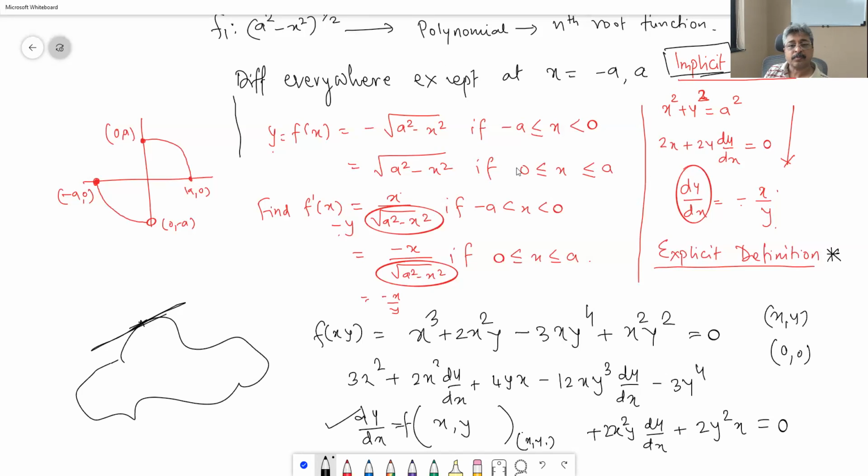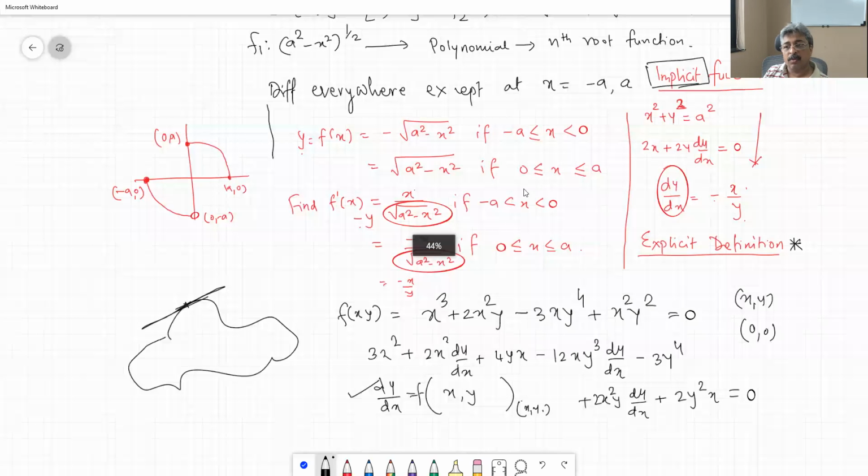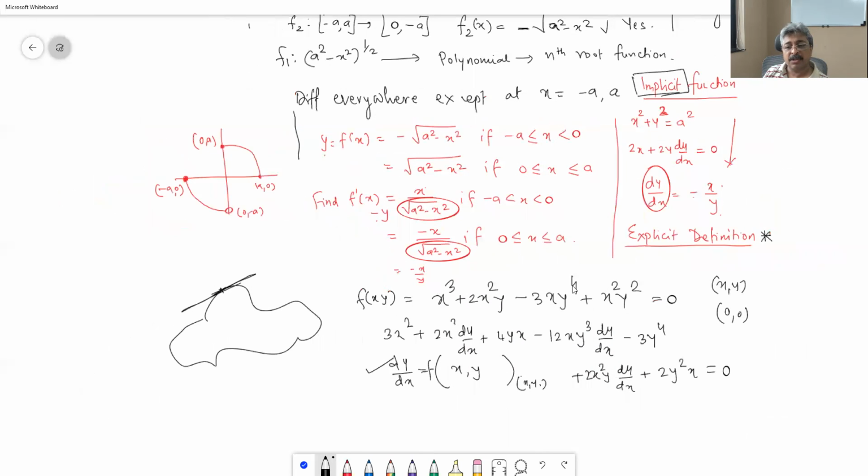Okay, I think I have made some point here on the screen. You write down everything and then we proceed. So this was about implicit differentiation.